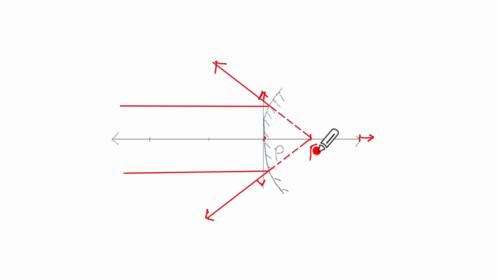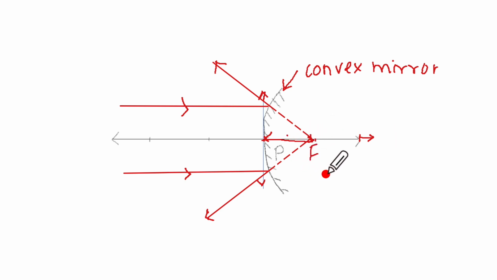Now this point over here is the principal focus of the convex mirror. So here you will see that the distance from here to here is the focal length, and we are measuring from P on the right. So on the right means your focal length is going to be positive. For which mirror? The convex mirror.